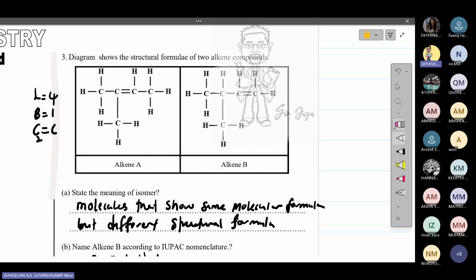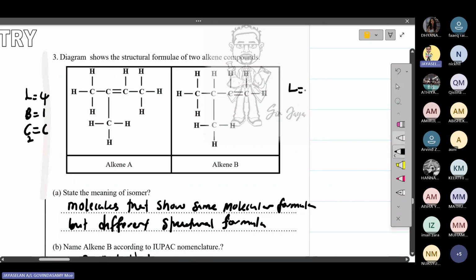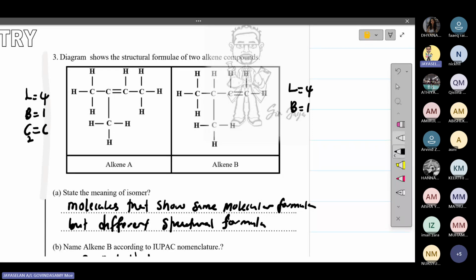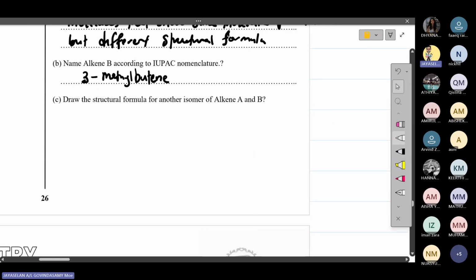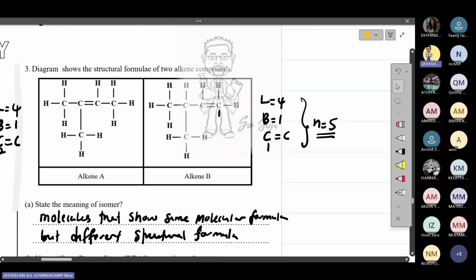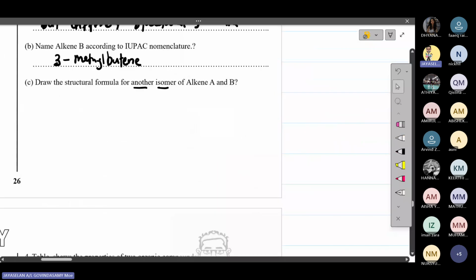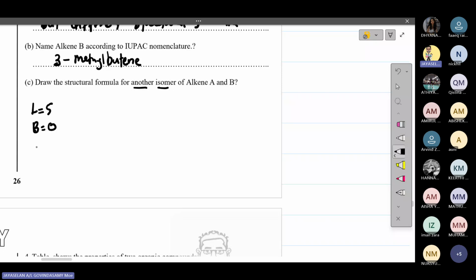Okay, then I try to get this isomer. Long chain berapa? 4. Branch adalah berapa? 1. Then the C double bond C start at carbon number what? Carbon number 1. So jangan ambil ni. So total N berapa? 5, right? Make it simple. They want how many isomer? Draw the structural formula of another isomer. Satu isomer saja. So what you do here? Make it simple: long chain 5, branch 0, C double bond C start at carbon number 1.